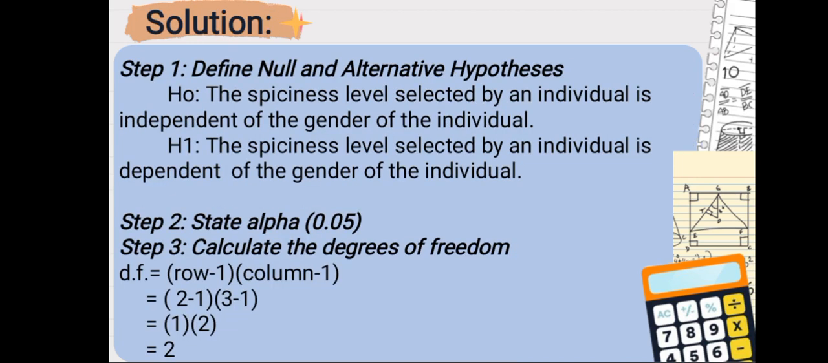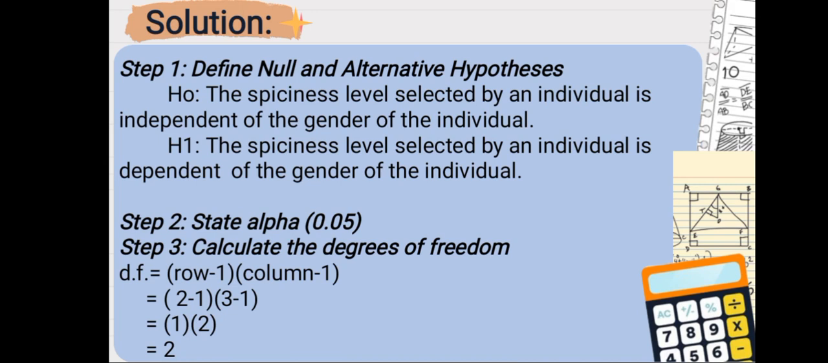So next, the first step to do is define the null and alternative hypothesis. So H0: the spiciness level selected by an individual is independent of the gender of the individual. Then our alternative hypothesis: the spiciness level selected by an individual is dependent on the gender of the individual. So based on our hypotheses, this is independent or dependent.